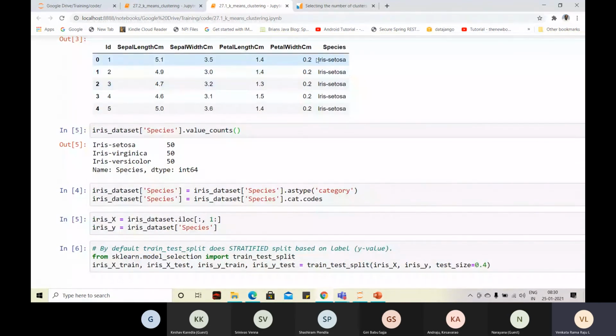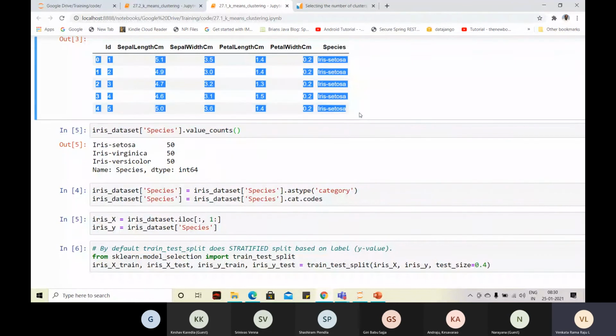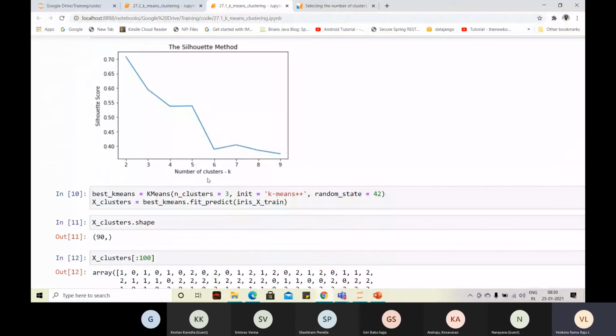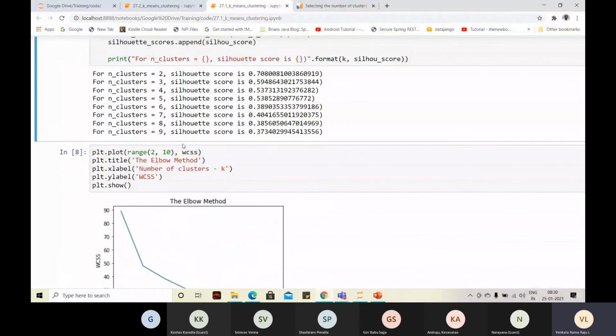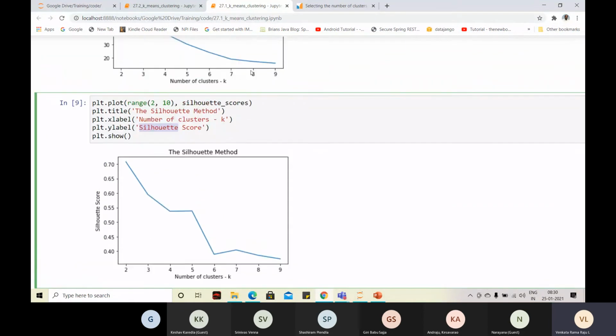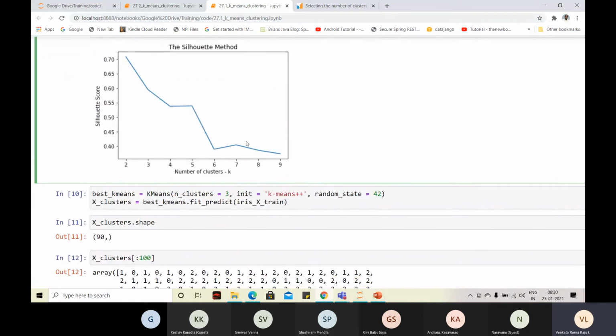So that is the example here. I took a supervised data set to show you the problems with the elbow curve based on the WCSS, within cluster sum of squares, and the silhouette scores. Sometimes this works, sometimes that works. You don't know. Sometimes both may not work. Right?